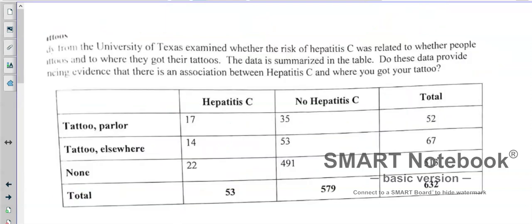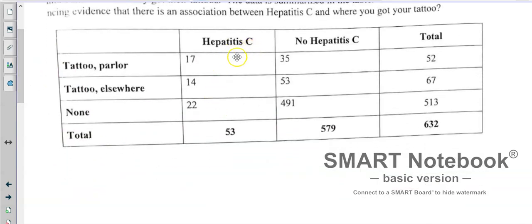Okay, this one is about tattoos. It says a study from the University of Texas examined whether the risk of Hep C was related to whether people had tattoos and to where they got their tattoos. The data is summarized in the table. Do these data provide convincing evidence that there is an association between Hep C and where you got your tattoo? So we have positive Hep C, negative Hep C, a tattoo at a parlor, tattoo somewhere else, or no tattoos. All right. And then here's your breakdown of the numbers.